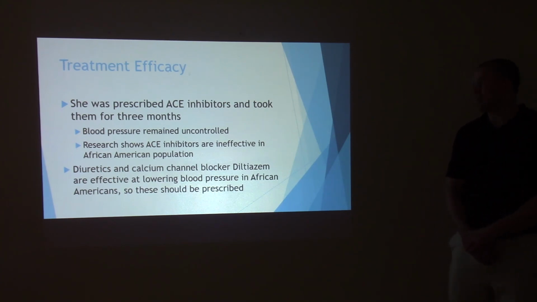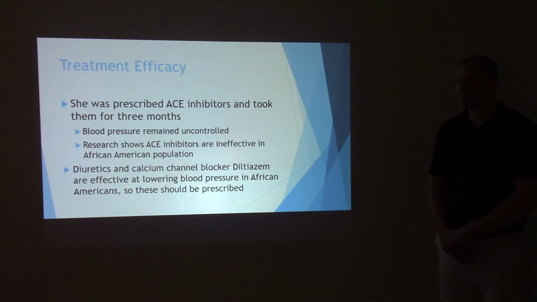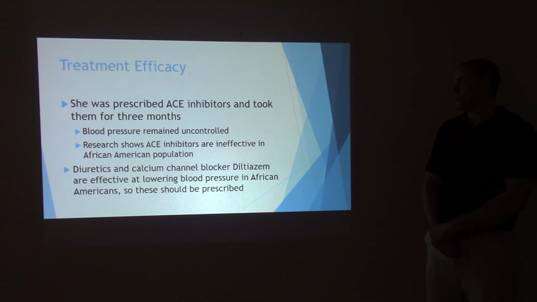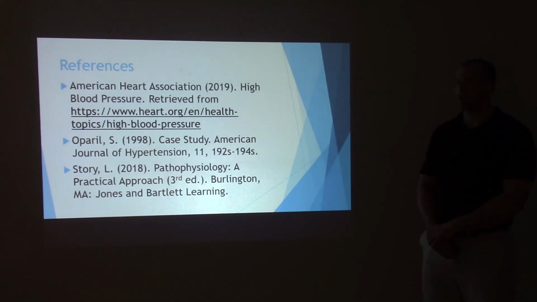She was prescribed ACE inhibitors and took them for 3 months, but what they saw was her blood pressure didn't change at all. And this really shouldn't be seen as a surprise, because there's a lot of research out there that says ACE inhibitors are ineffective in African American populations. But what has been shown to be effective with African Americans are diuretics and the calcium channel blocker diltiazem. They've both been shown to be effective at lowering blood pressure in African Americans, so these should be prescribed in her case. And here are my references.